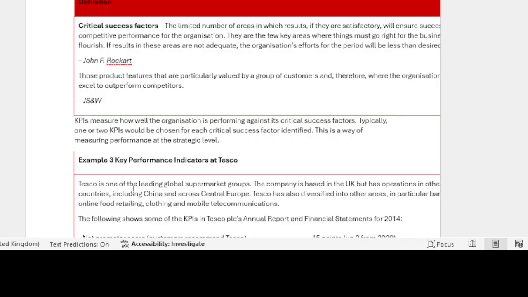So what are these critical success factors? Does anyone have an idea what critical success factors are?